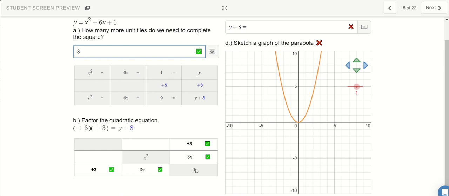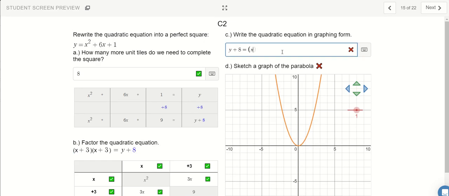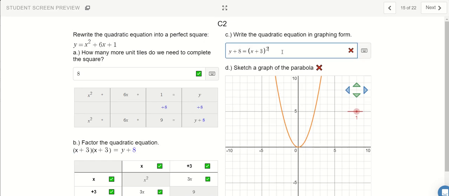And now I have my complete box, right? 3 times 3 equals 9. The box now works. And I can put my x's here. x times x is x squared. So now I have it as a perfect square. We have x plus 3 squared. x plus 3, which is now a square.